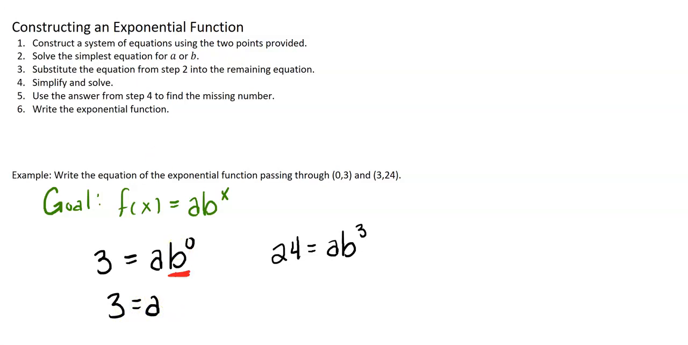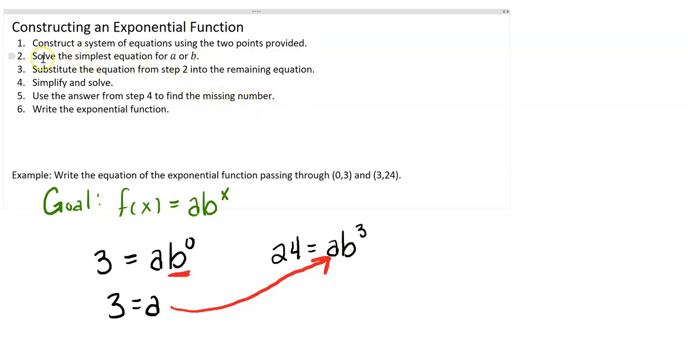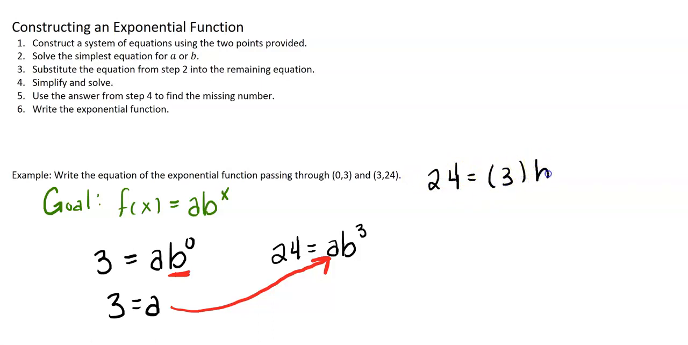I can now take a and plug it in over here and solve for b. So I've solved the simplest equation for a or b. That was this step. Now I'm going to substitute this guy into the remaining equation, so step 3, and then we're going to do step 4, simplify and solve. So we have 24 equals 3b cubed.